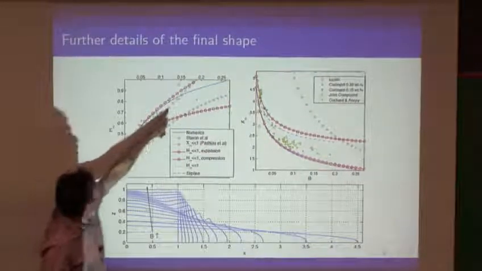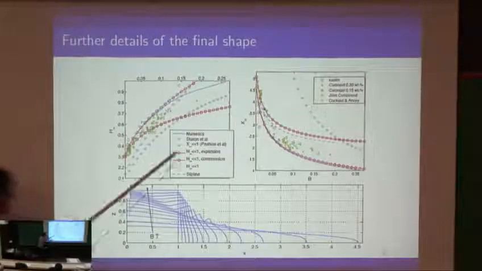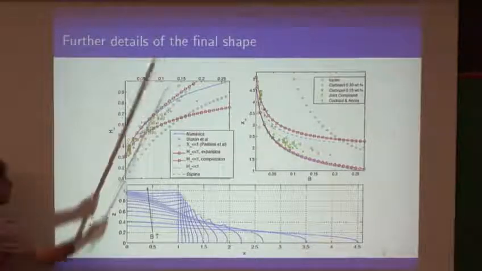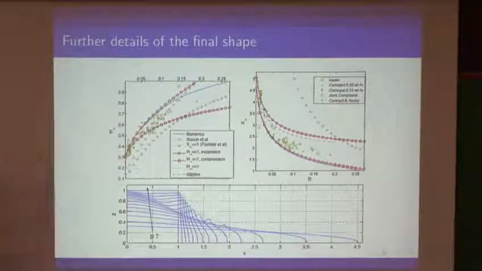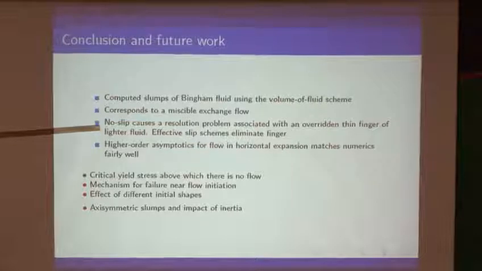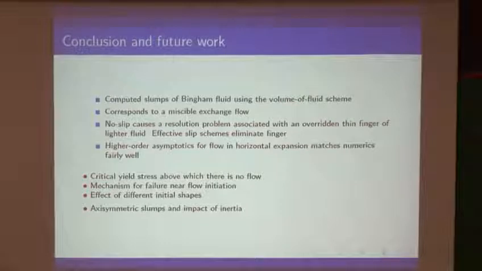And this line here is an empirical formula that Staron et al. came up with from their computations. It doesn't agree very well at all with ours, and I think that's because of detail of how you implement the no-slip condition on the bottle. Okay, so conclusions, I'll leave you to read those. I'll just say that we had some significant issues associated with that last detail. With a no-slip condition, the second fluid gets overridden in a very narrow finger, which is extremely hard to resolve. Okay, let's vote.